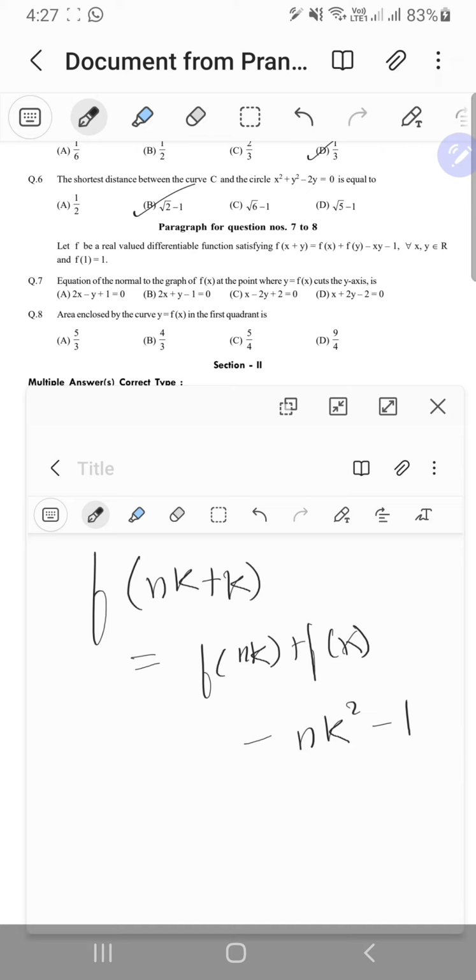Hey, first of all, let's do some kind of transformation to clear things out. Let's say that g of x is f of x plus y minus 1. So we just have g of x plus y equal to g of x plus g of y plus, sorry, minus xy. Yeah, that's cool. Now what? Come on, think.